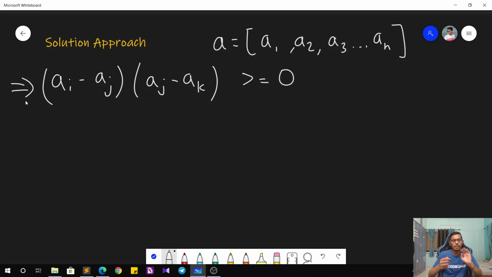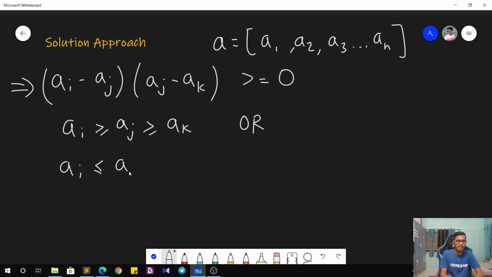Okay. Now, once we know this, we also know that the values AI, AJ and AK are going to follow some pattern. That is, if this expression has to be greater than or equal to 0, then it means that AI has to be greater than or equal to AJ and AJ has to be greater than or equal to AK. Either this condition is true or the other one, that is, the inequality signs get changed. Okay, so if either of these two are possible, then we can say that AI minus AJ into AJ minus AK is greater than or equal to 0.